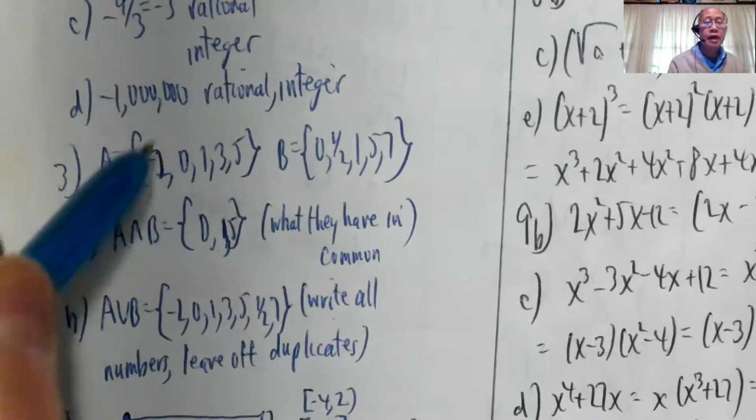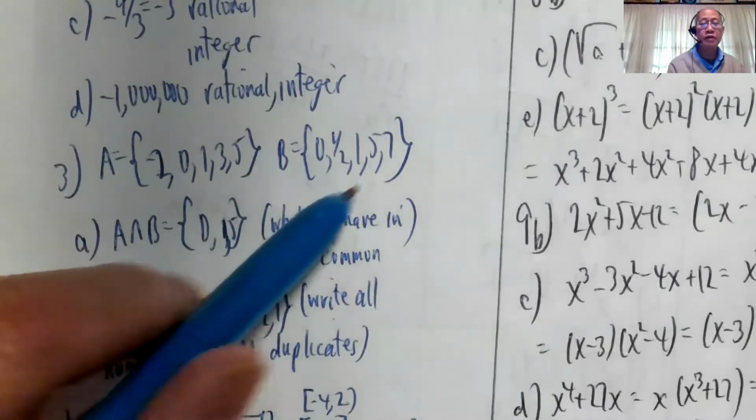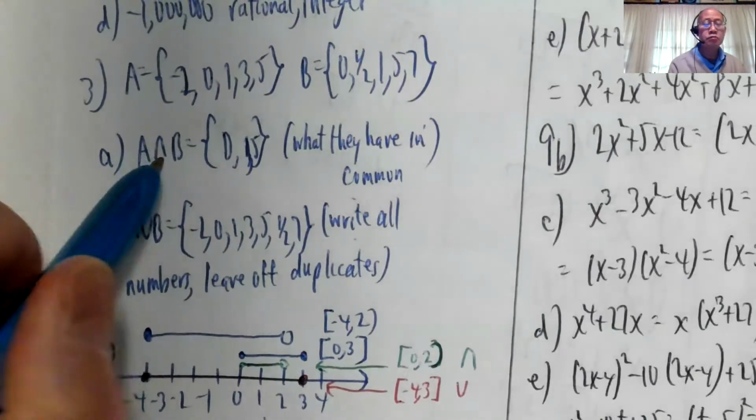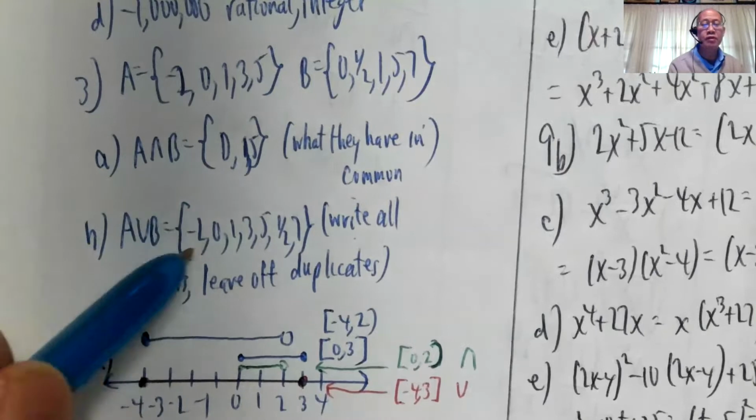Number 3, A is the set -2, 0, 1, 3, 5. B is 0, 1, 2, 1/2, 5, 7. A intersect B, the upside down U, means what do they have in common? So they both share 0, 1, and 5.